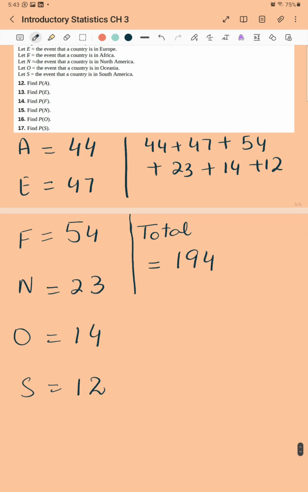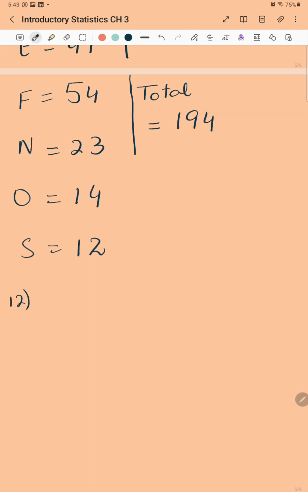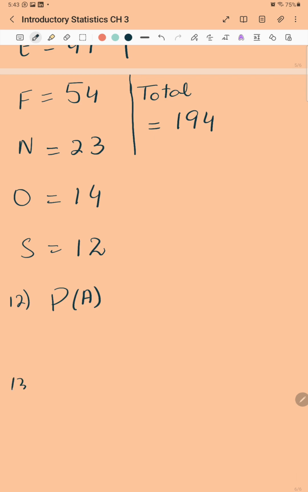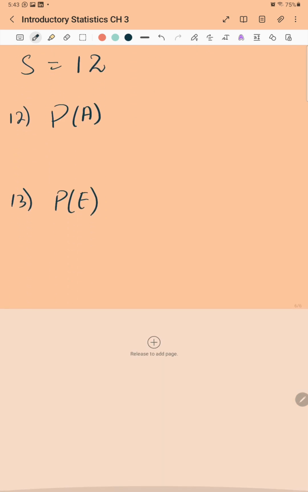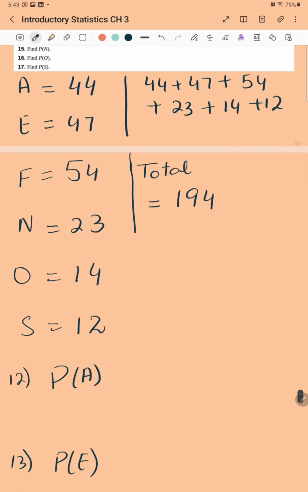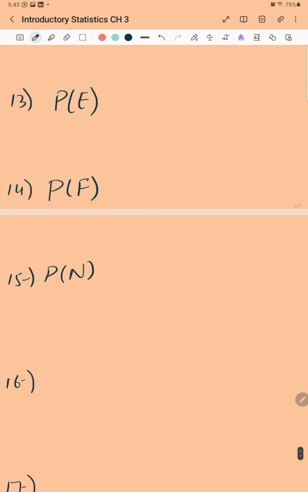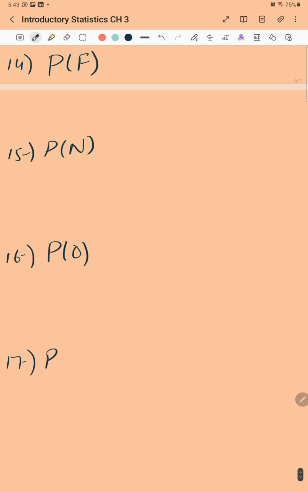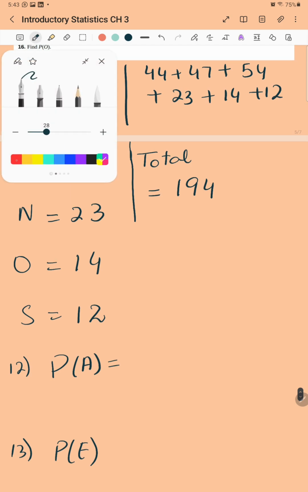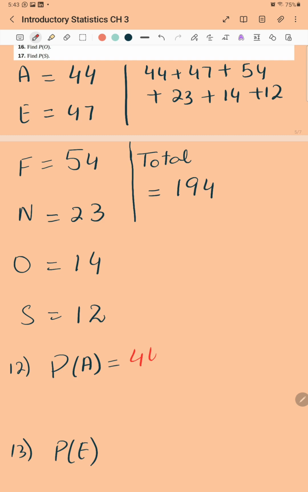Now let's solve questions 12 to 17. Question number 12 is probability of A, E, F, N, O and S. Okay, let's solve them. A. Now we have already written what the event number for event A is, that is 44 and the total is 194. So it is very easy to solve, just simplify.